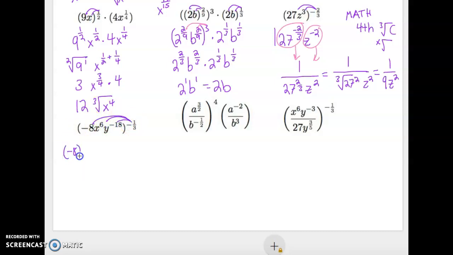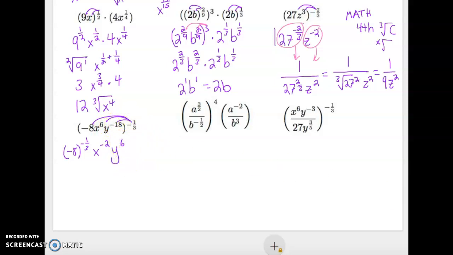Negative 8 in parentheses, watch that negative. And then times x to the, when you have an exponential expression to another exponent, a power to a power, we do 6 times negative 1/3. So 6 times negative 1/3, you can do it in your calculator, you get negative 2. And then y to the negative 18 times negative 1/3, right, would be a positive 6.